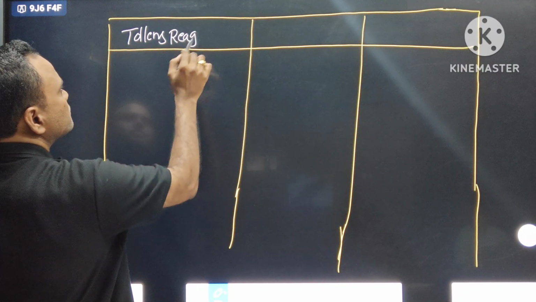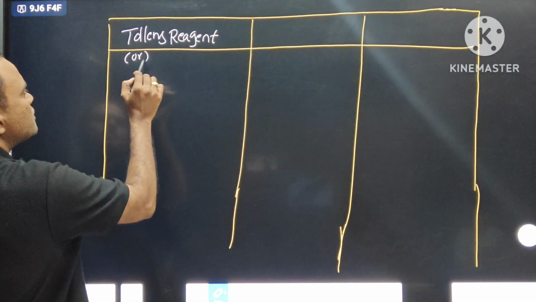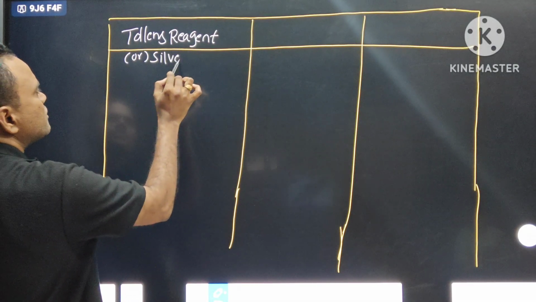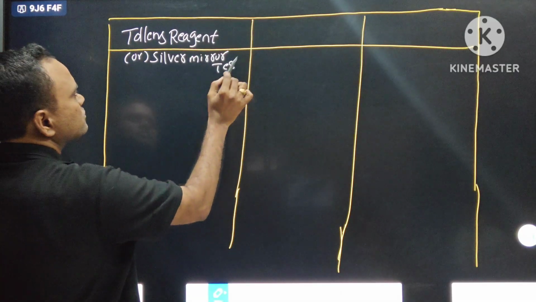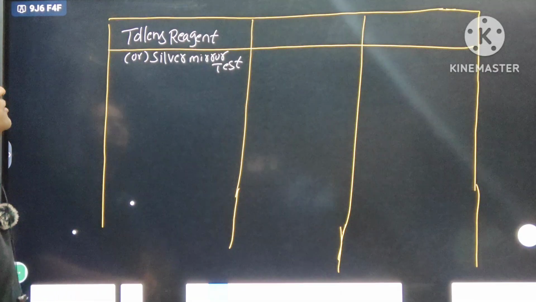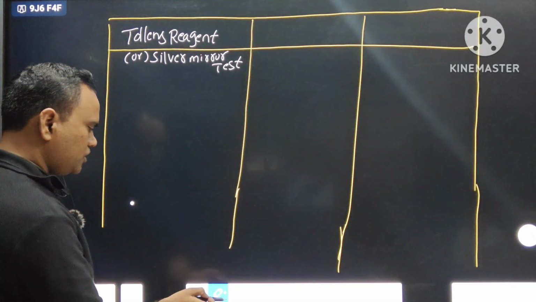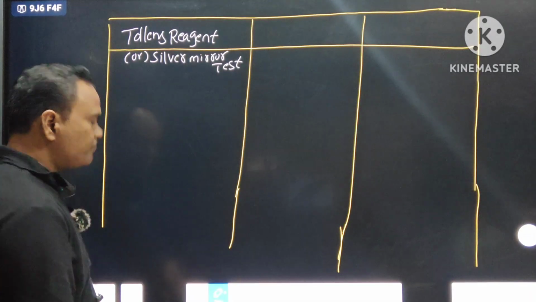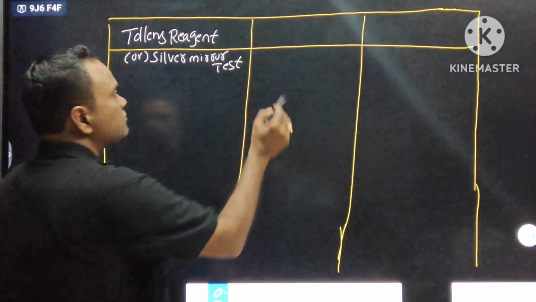Tollens reagent. This is also called the silver mirror test. Tollens test, Tollens reagent, silver mirror test. Under these 3 headings we will learn the same concept.